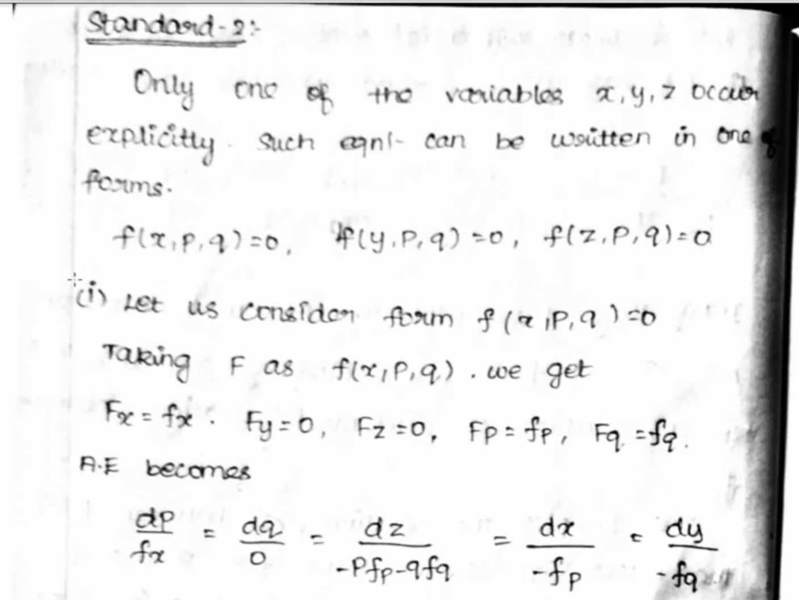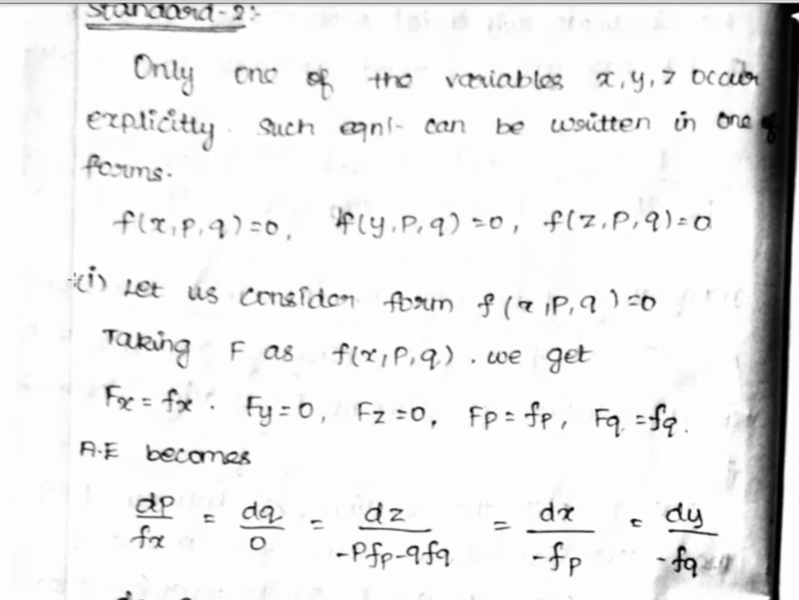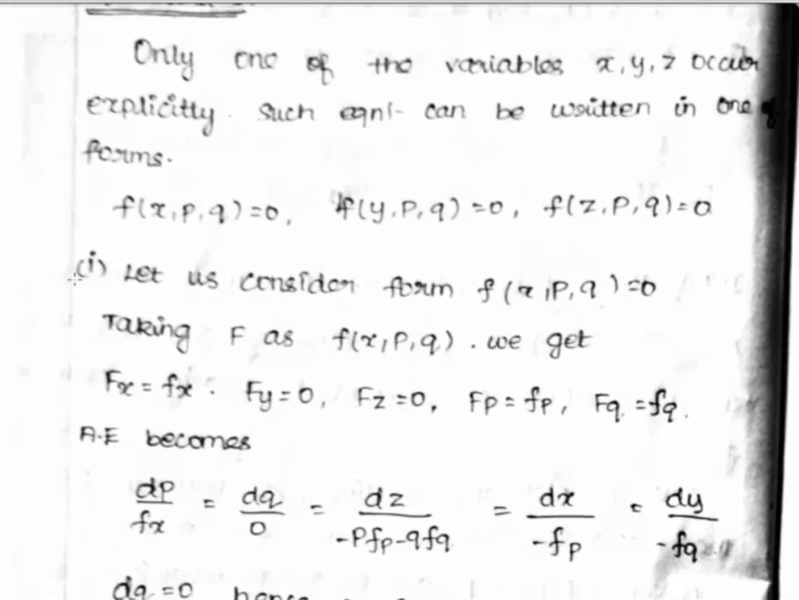The second type is what? Three variables. It contains variables either x, y, z, or x p q, y p q, or z p q. If it is any one of these forms, you can use type 2 here. If only x is contained in that term, then the y and z differentiation is 0. So capital Fx equal to small fx, Fy equal to 0, Fz equal to 0, and Fp equal to fp and Fq equal to fq.